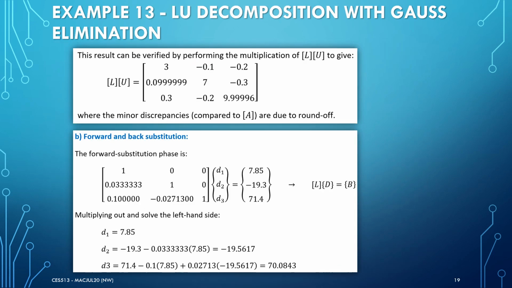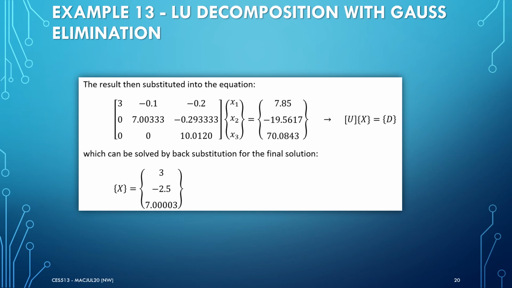The result can be verified by performing the multiplication of the LU matrices and comparing to the original matrix A. If we look here, there are discrepancies between the LU multiplication and A. These are due to round-off errors. Then we continue the process with the forward and back substitution steps. The forward substitution phase is when we rearrange the equation to LD equal to B. By multiplying out and solving the left hand side of this matrix, we will obtain the values of D1, D2, and D3.